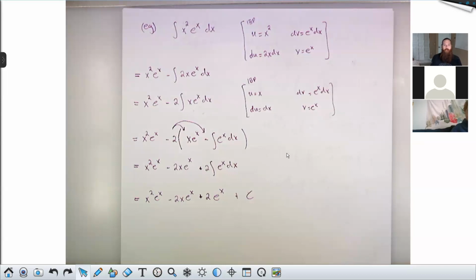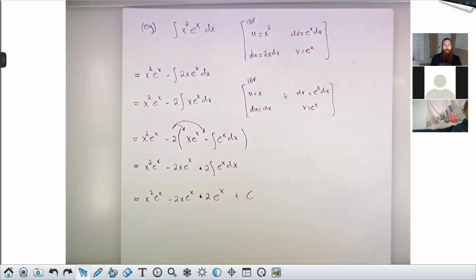There is no benefit to U sub over IBP. It's just that they work on different things, like the chain rule works to differentiate some things and the product rule works to differentiate some things. Think of U sub as your backwards chain rule and IBP as your backwards product rule. They work on different stuff.